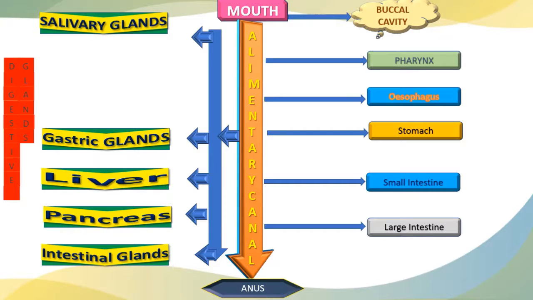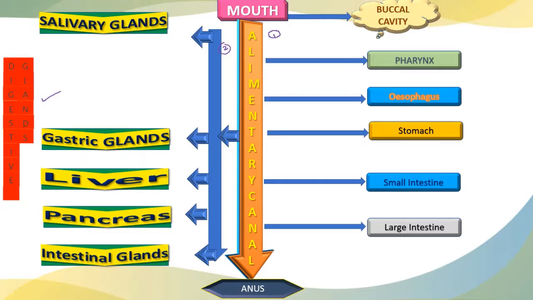So let's start. The digestive system of humans mainly consists of two parts. Number one is the alimentary canal and the second one is the digestive glands. First, let's see the alimentary canal.